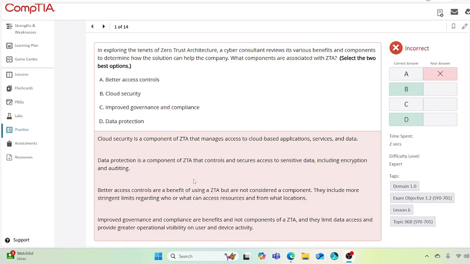In exploring the tenets of zero trust architecture, a cyber consultant reviews its various benefits and components to determine how the solution can help the company. What components are associated with ZTA?